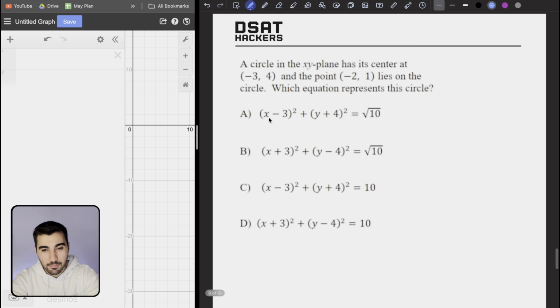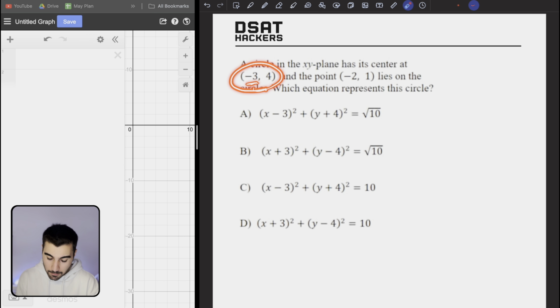A circle in the xy plane has its center at this, and the point this lies on the circle. So we have the center of the circle and we have a point that is on the circle. Which of these equations can represent the circle? Okay, which of these can be the center? So first of all, let's look at the center part of the equations. We know that these points show the center, right? So if this is the center, make sure you pay attention to the signs.